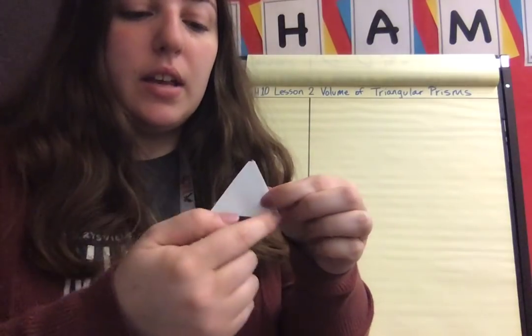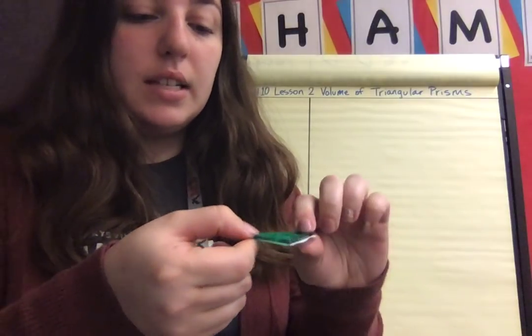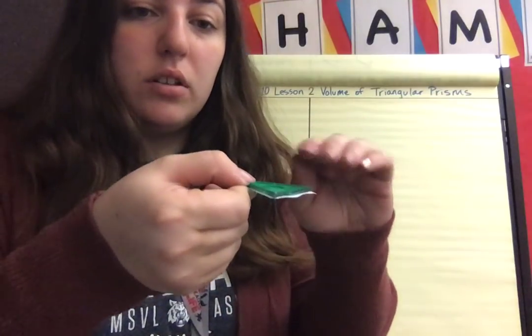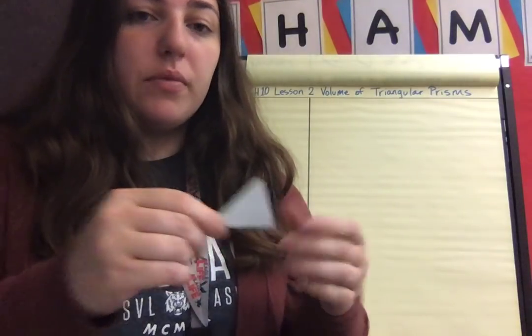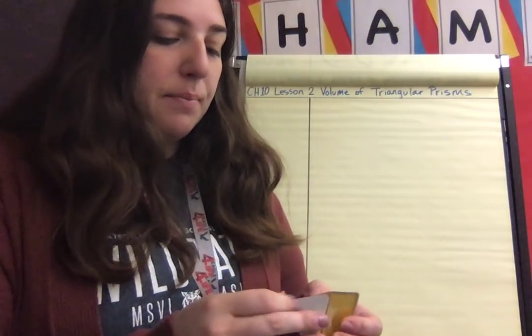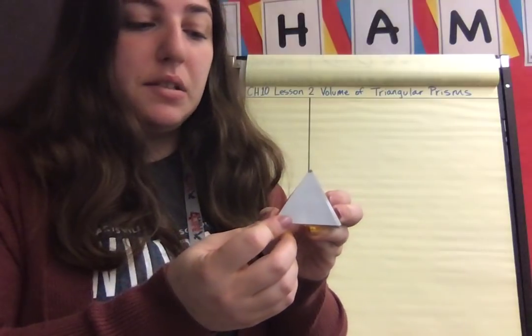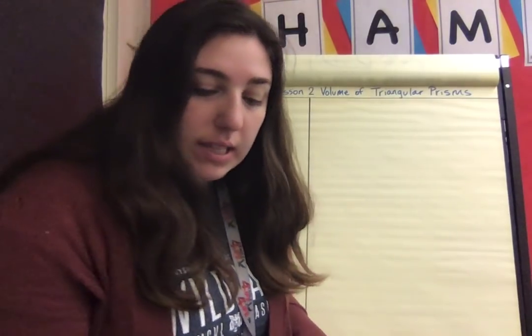So whatever area this is, if the area of this was 10, then I could say 10 times 5, right? The amount of triangles that are layered on top of each other. Okay, so that's what we're going to be doing today to find the volume of a triangular prism. It's really going to be the area of the base times the height. Okay, so let's get started.